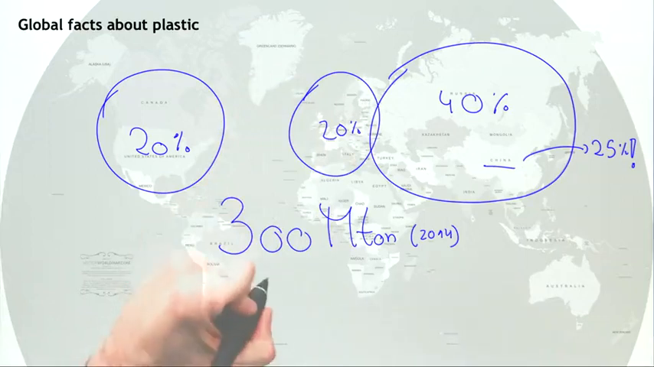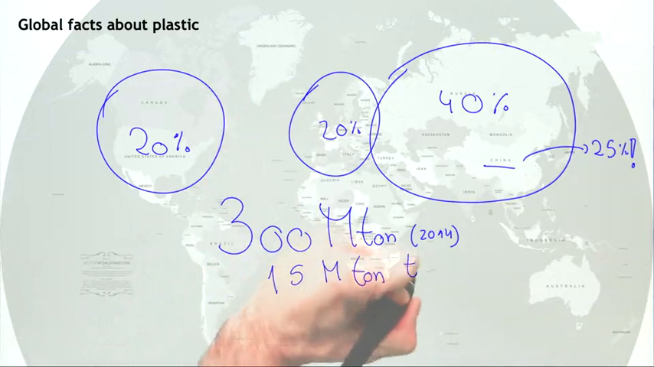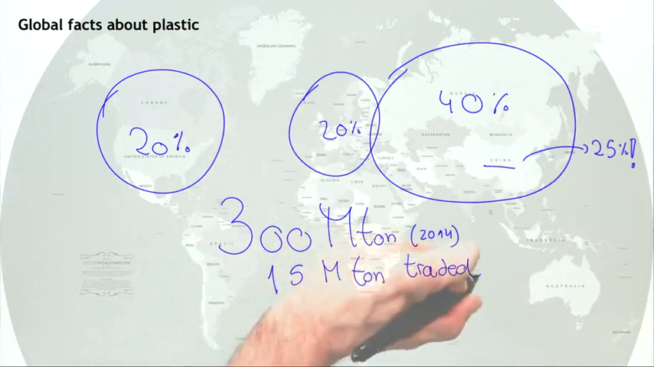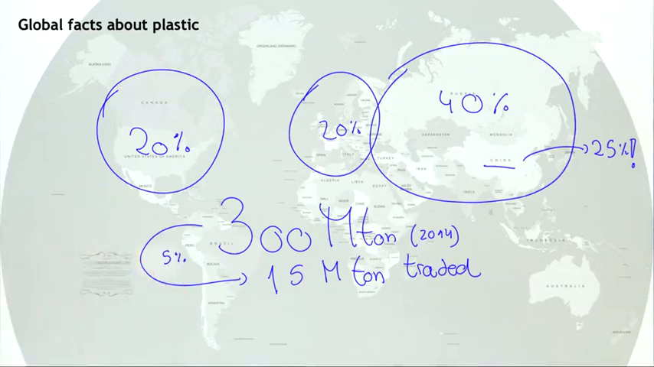The annual volume of globally traded waste plastics is around 15 million tons, less than 5% of the new plastic production. This shows that recycling of post-consumer plastic waste is still in its infancy.